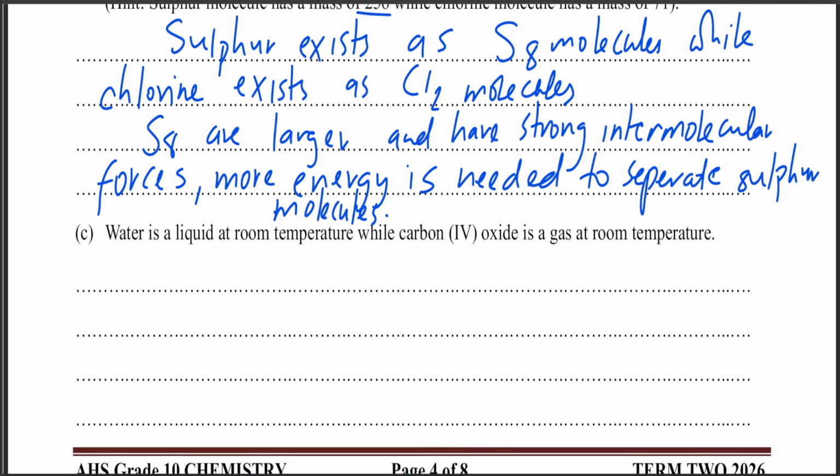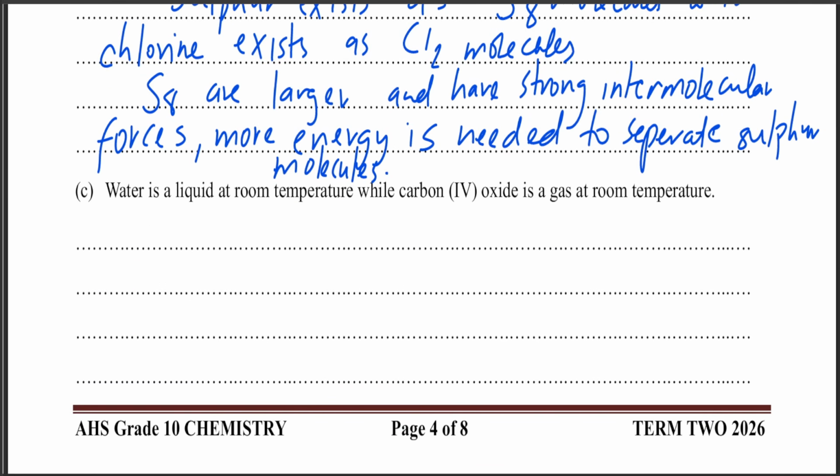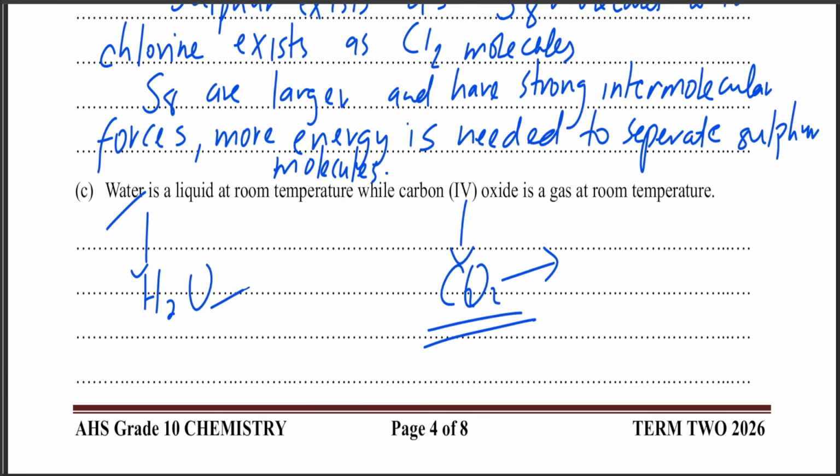So water, question C. Water is a liquid at room temperature, while carbon dioxide is a gas at room temperature. Water, even though it is a non-metal and a non-metal, and carbon is a non-metal and a non-metal, so there they expect covalent bonds, and here too they expect covalent bonds, so why is this a liquid and this a gas?